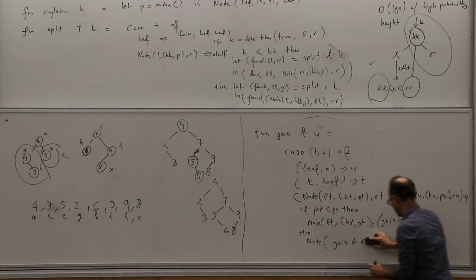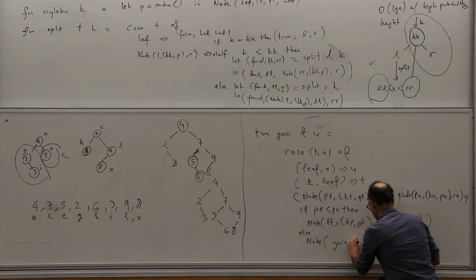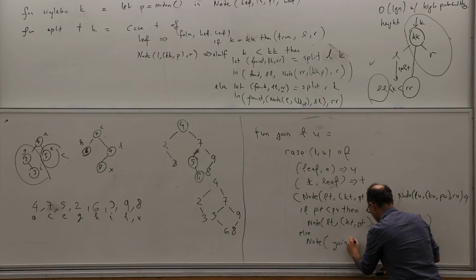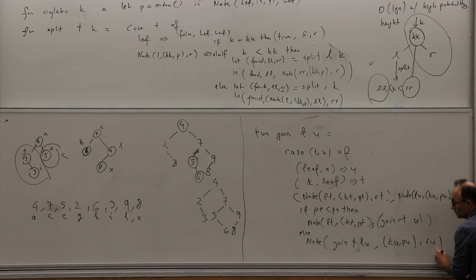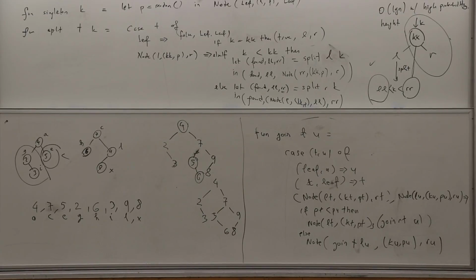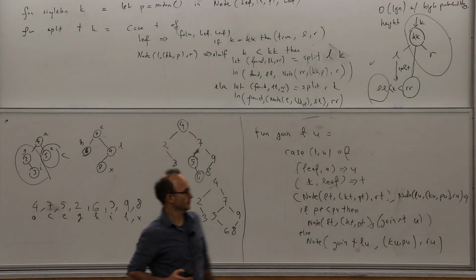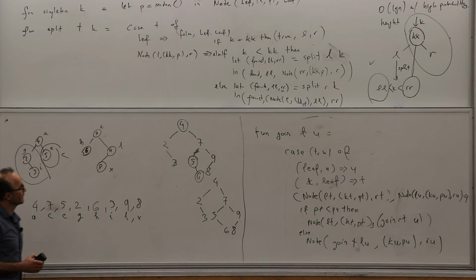Oh no, I messed up. Join T, comma, LU, and then RU. Okay. That covers it, I think. And that's the join function.